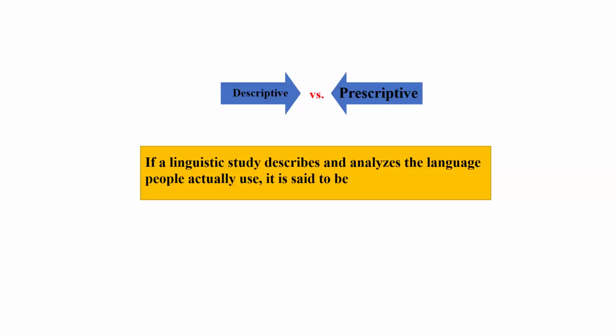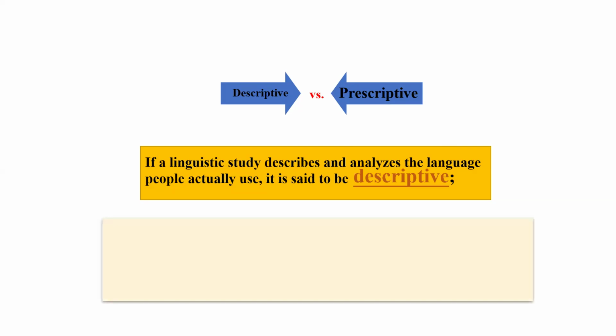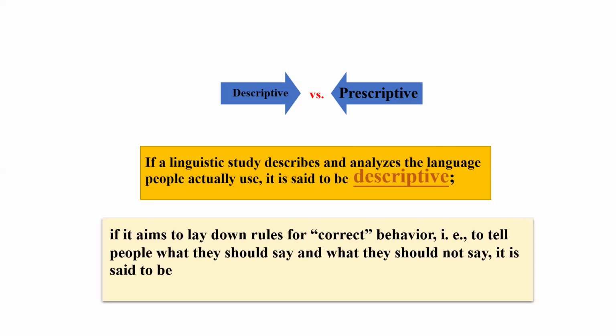If a linguistic study describes and analyzes the language people actually use, it is said to be what? Descriptive, because the verb describe is there. What about this? If it aims to lay down rules for correct behavior, for example, to tell people what they should say and what they shouldn't, it is said to be prescriptive. So here we have a clear distinction between descriptive and prescriptive.